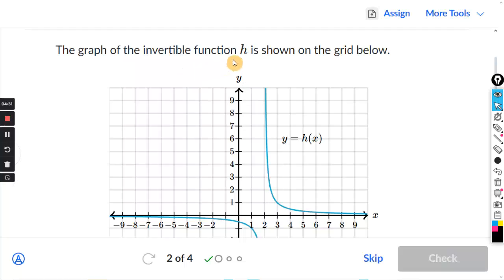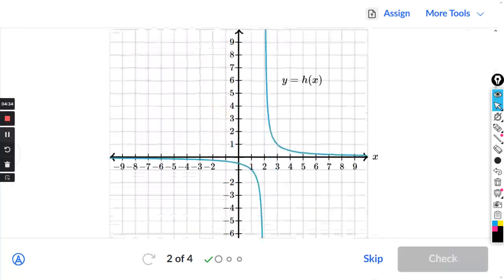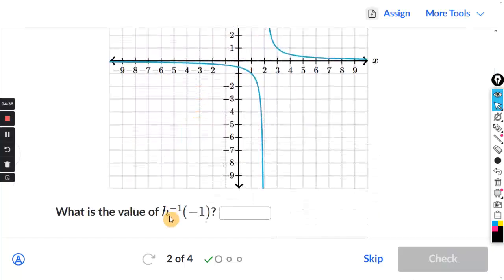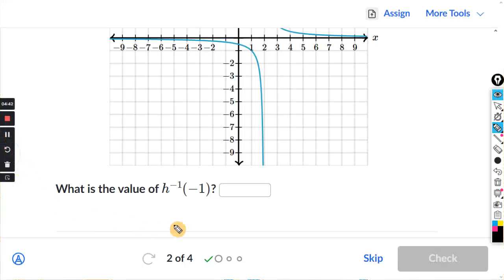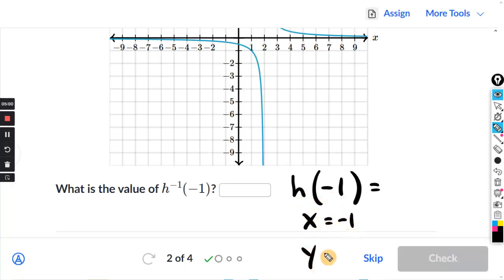The graph of the invertible function h is shown on the grid below. What is the value of inverse h of -1? So real quick, if we were to find h of -1, what you want to do is go to x equals -1, and then find the y coordinate. So that would be if it was just h of negative 1.